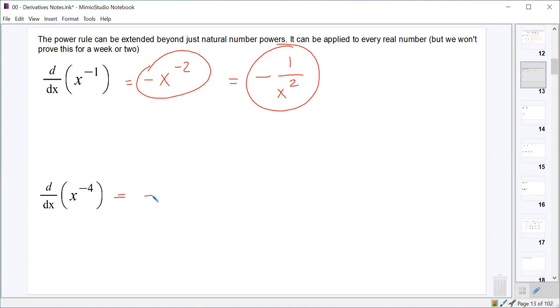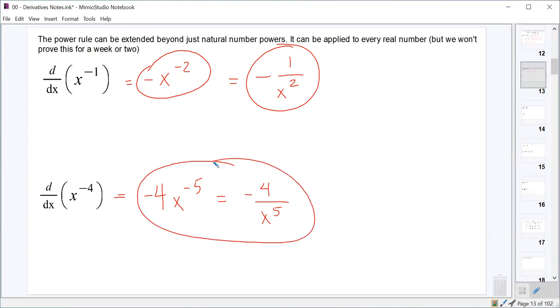Here we're going to get negative 4x to the, when we drop by 1, negative 5. Or negative 4 over x to the 5th. Either one is good. And just be careful. A lot of people make the mistake of making that negative 4x to the negative 3, forgetting that dropping by 1 from negative 4 takes you to negative 5, not negative 3.